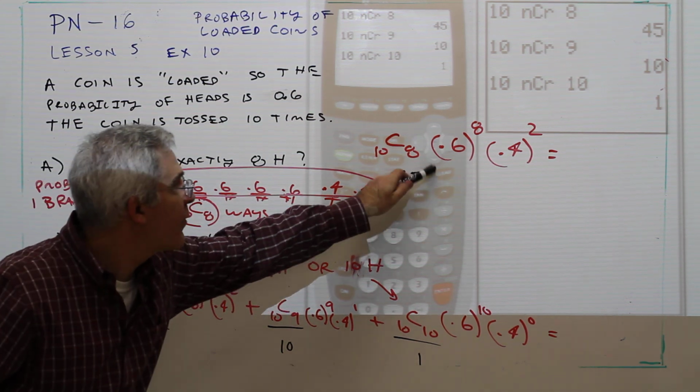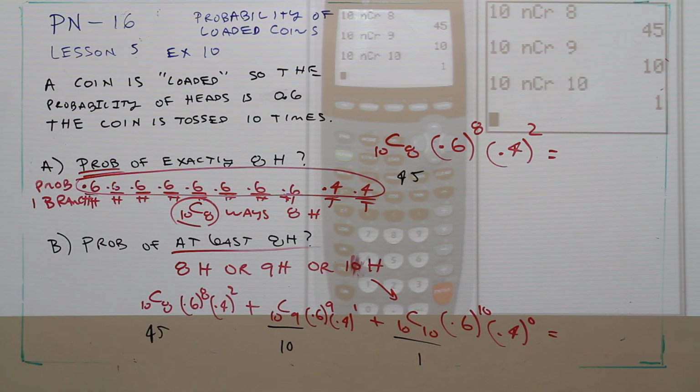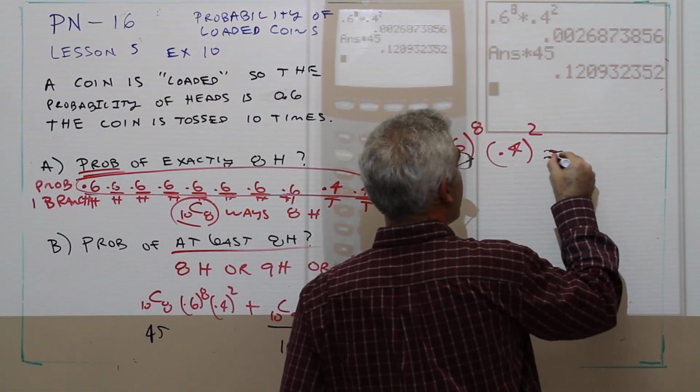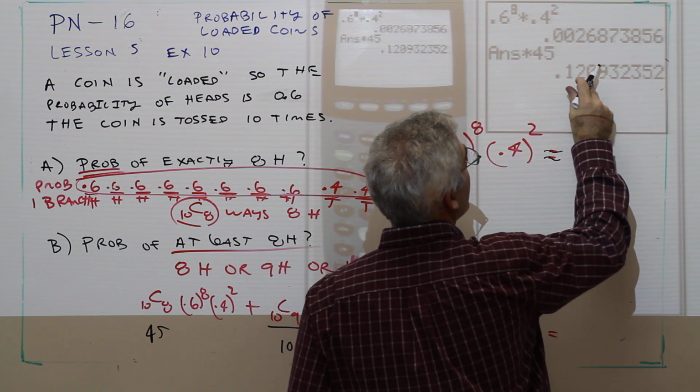So I'll do this one first. 0.6 raised to the 8th times 0.4, I'll just do it this way, squared. So that's the probability of that one branch, but I'm multiplying it by 45. And I'll just round to 3 decimal places. So approximately 0.121.